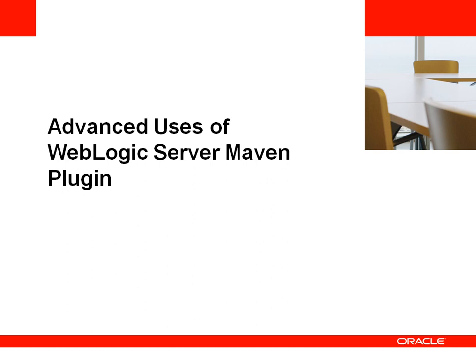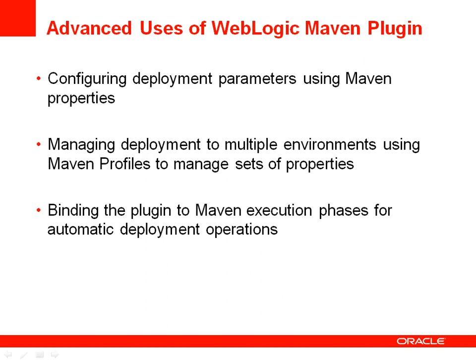Next, let's take a look at some advanced uses for the WebLogic Server Maven plugin. Some of the more advanced use cases for the WebLogic Maven plugin include configuring deployment parameters using Maven properties, so they don't have to be specified when the plugin is executed, managing deployment to multiple environments using Maven profiles, so you can deploy to your local environment, as well as easily deploying to dev and test environments, and binding the plugin to Maven execution phases for automatic deployment operations, so you can deploy your application, run integration tests, and undeploy your application all with one command.